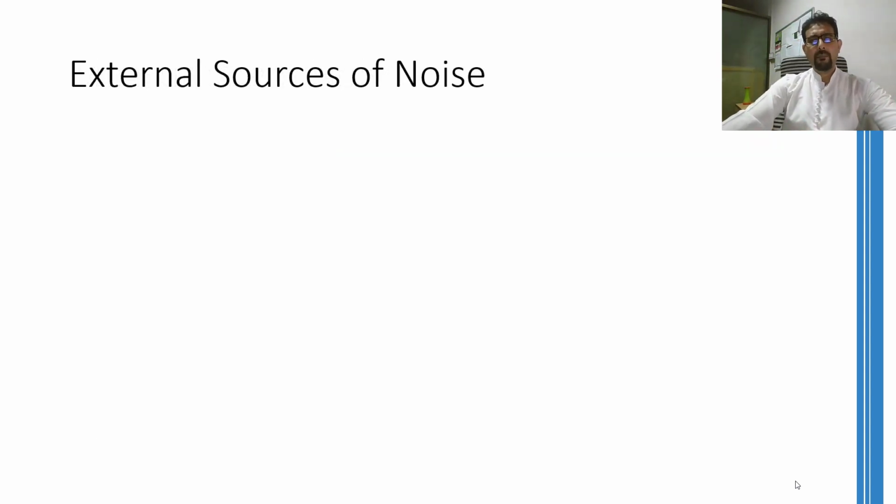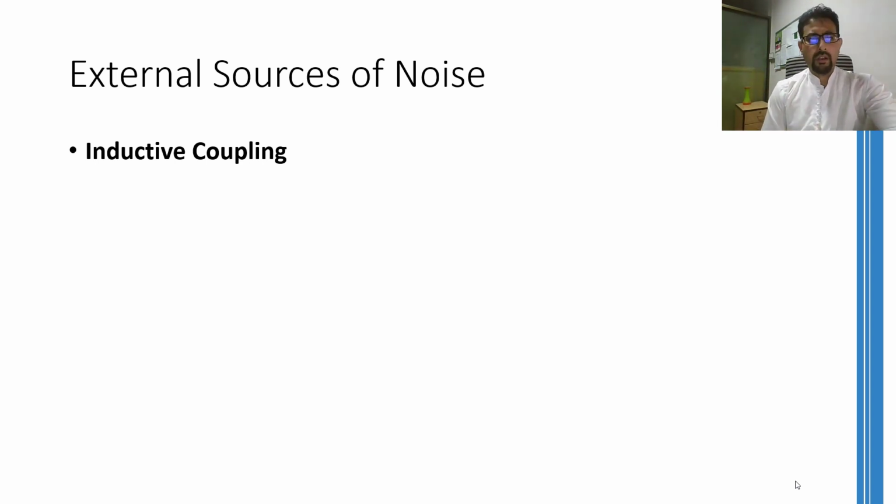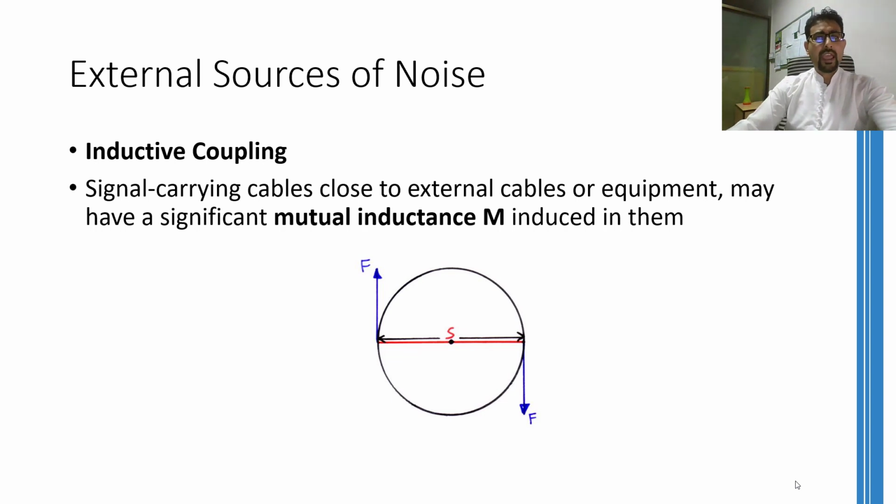I'm going to talk about a number of external sources from which noise may be induced into the signal wire and ultimately corrupt our signal. The first one is inductive coupling. You must remember from your physics class what a couple is. When a torque is acting on some body with equal strength at two different ends such that it is trying to rotate that body about a pivot, those torque vectors are called couples because they are equal but act at opposite ends of the object you are considering.